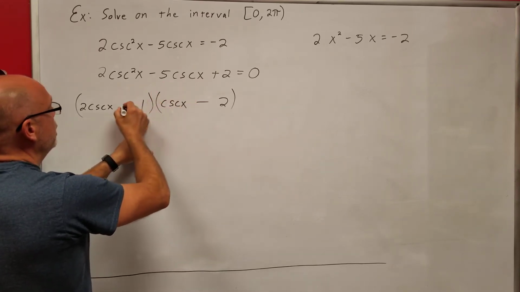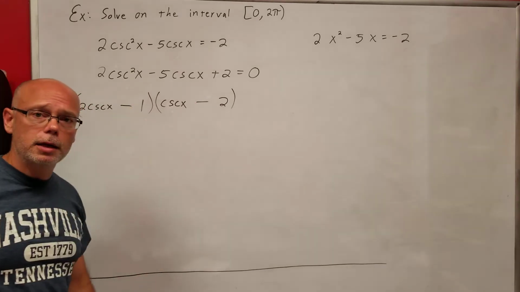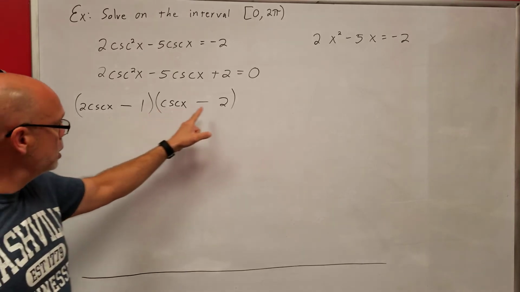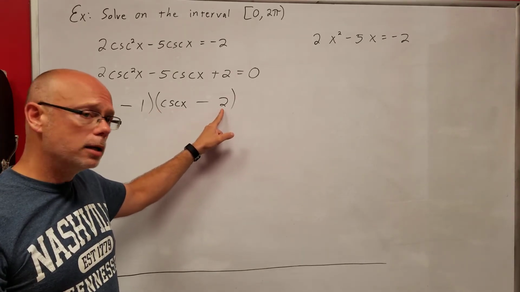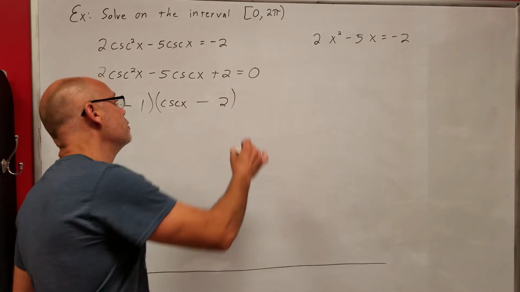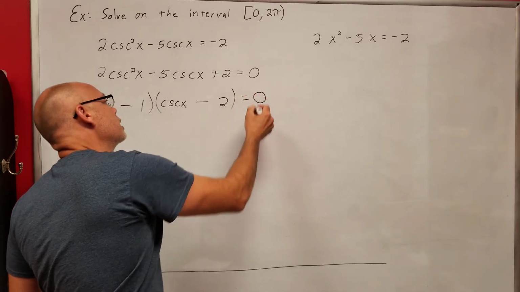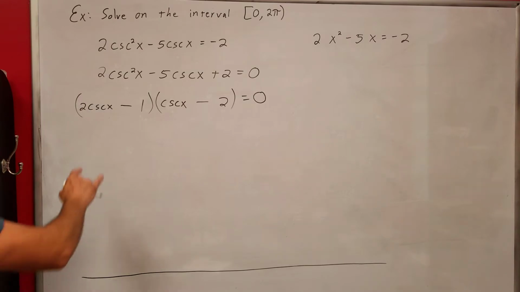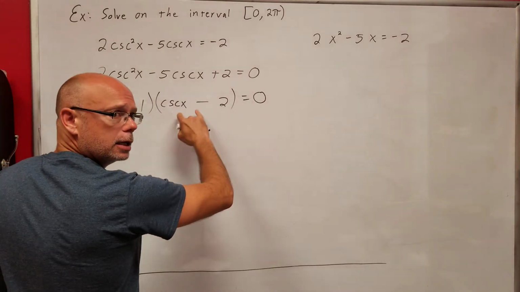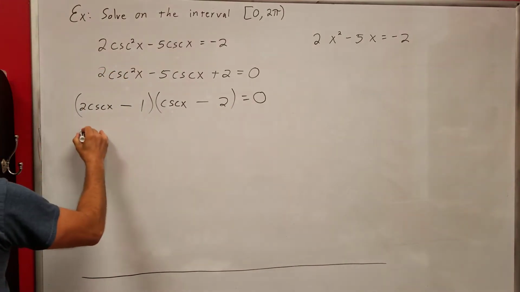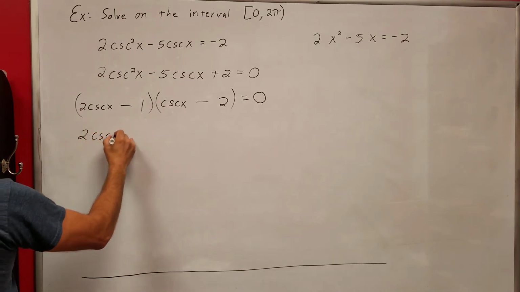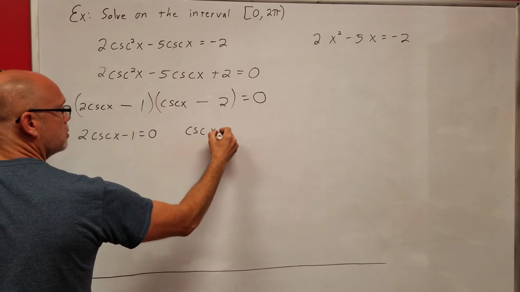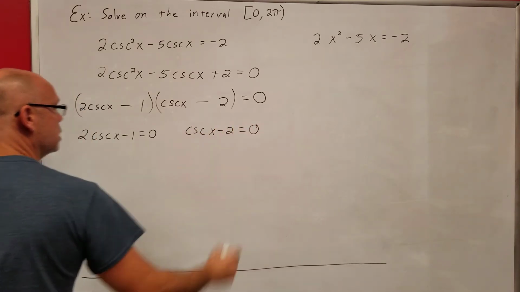But I want that 5 to be negative, so I'm going to call both of these negative. And check your last term. What if I multiply -1 times -2? I get a positive 2, which is what I have. Alright, so I correctly factored that. Now take each one of these factors and set them equal to 0. 2 cosecant of x minus 1 is 0, and cosecant of x minus 2 is equal to 0.